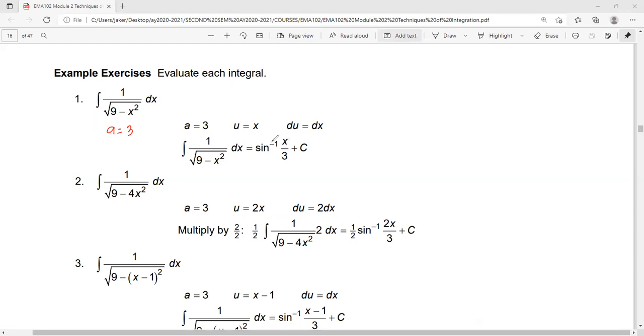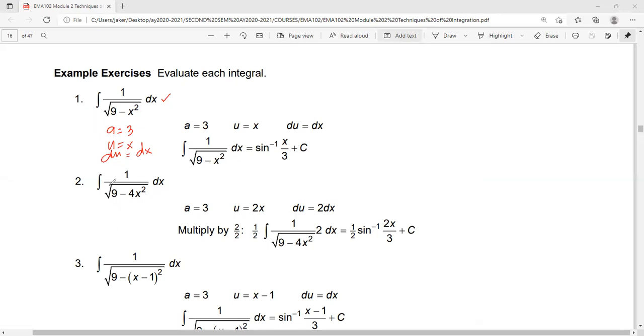Instead of simply writing the arc sine of x. Now your u in this case is x, because it's x squared here. And the du of that is dx. So no problem in terms of the derivative. It's already complete as written. So this is your answer.